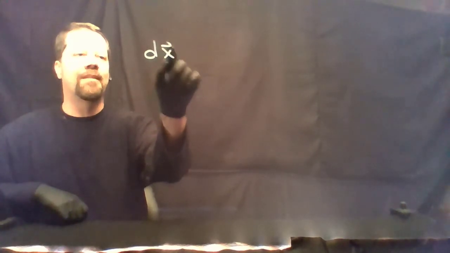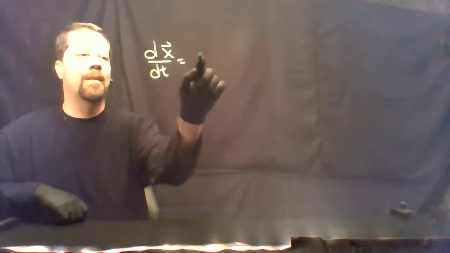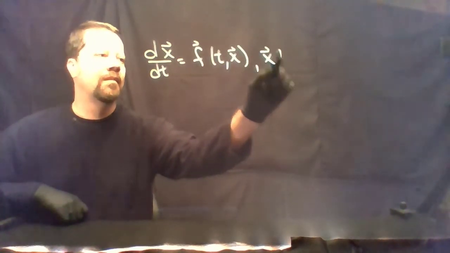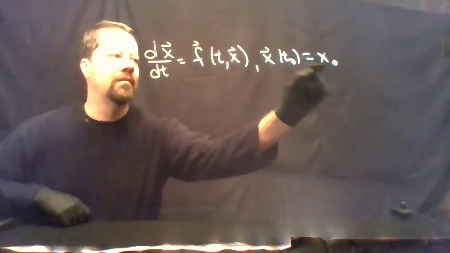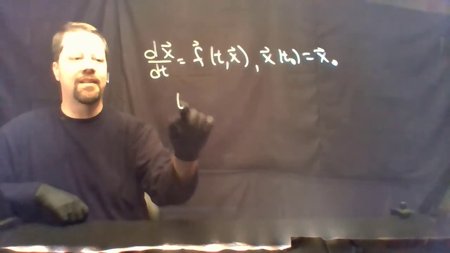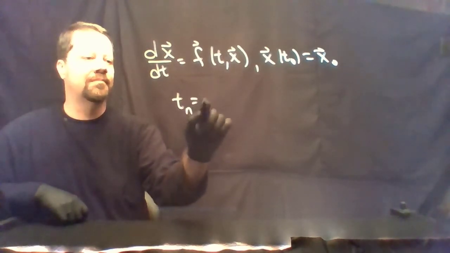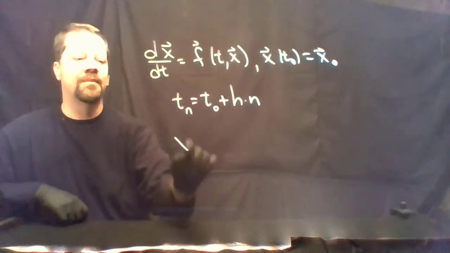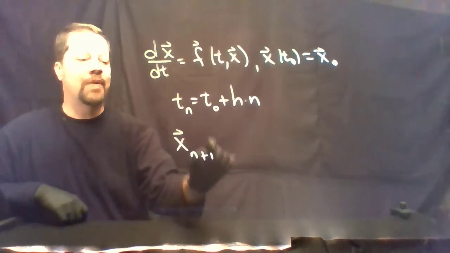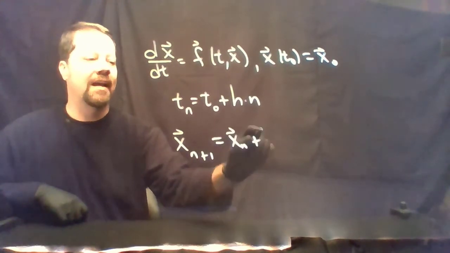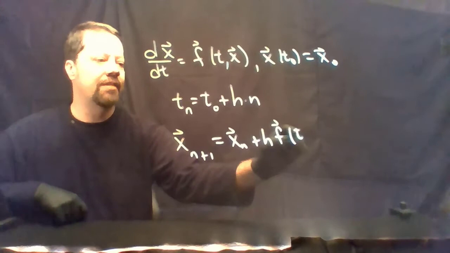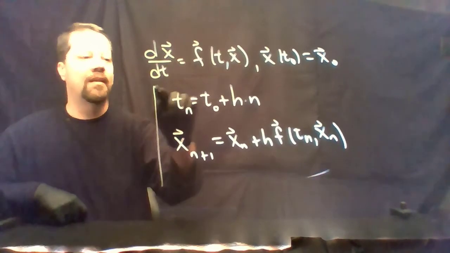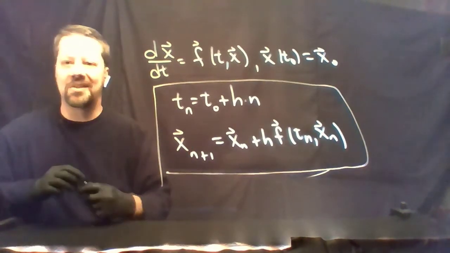We can apply Euler's method to systems. To get that in the new t, you start with the initial t and add n increments of h. To get to the new x's, you take the old x and add h times this function evaluated at the old point. And this gives you Euler's method as applied to systems.